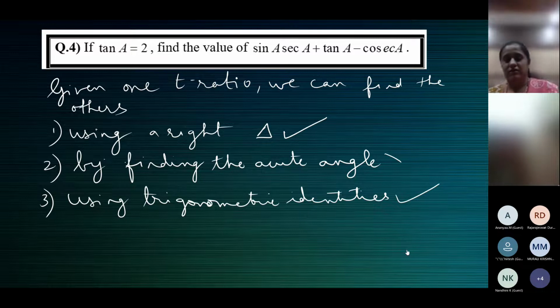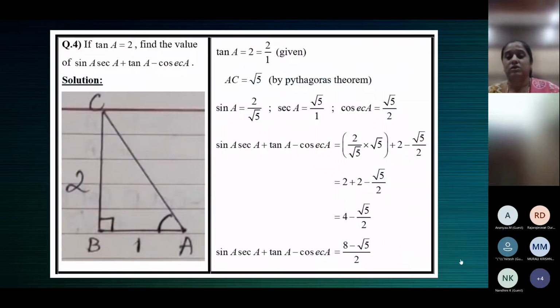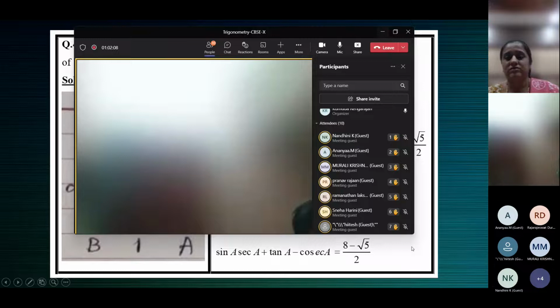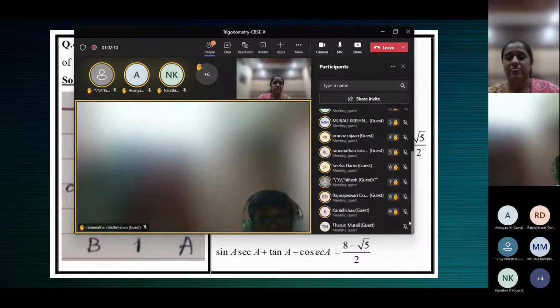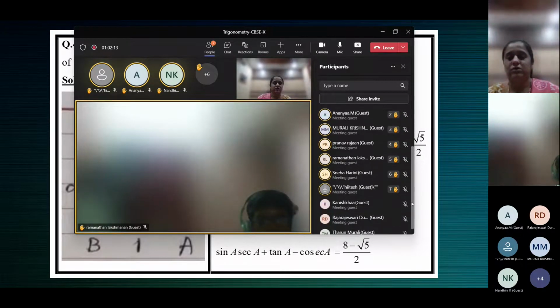Yeah, now lower your hands, all of you. Raise your hands. Lower your hands, children.